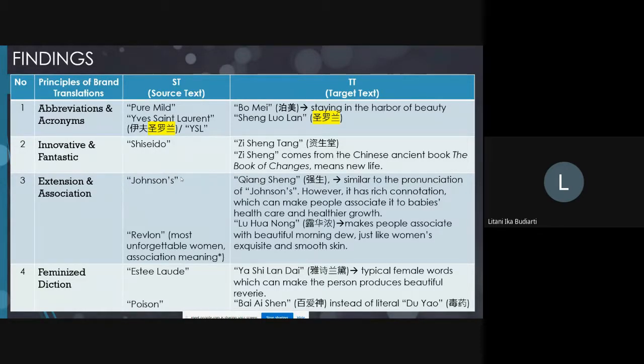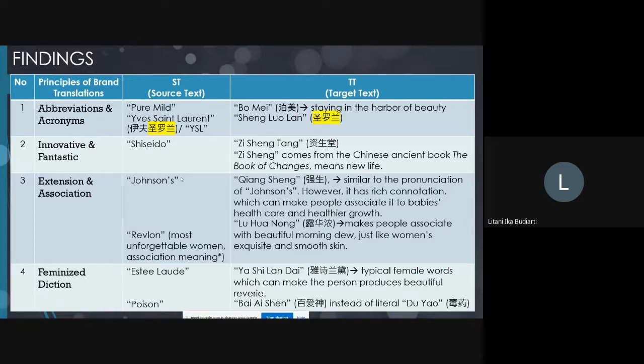And then we have extension and association. Johnson's is a very popular product. It becomes Shangsen. So as I said before, they usually translate it because they heard it as similar to the pronunciation of Johnson in their language. But here, Shangsen has a rich connotation which can make people associate it with a baby's healthcare and healthier growth.